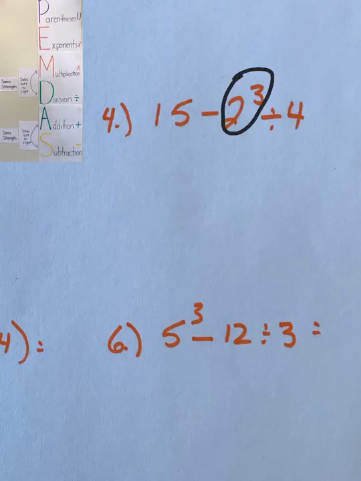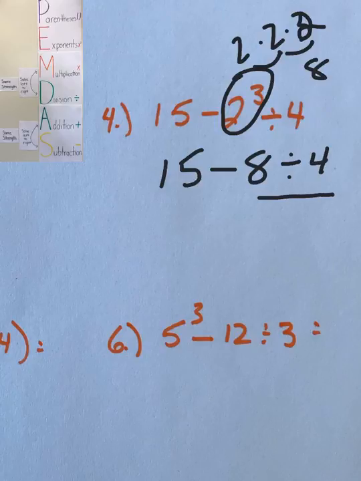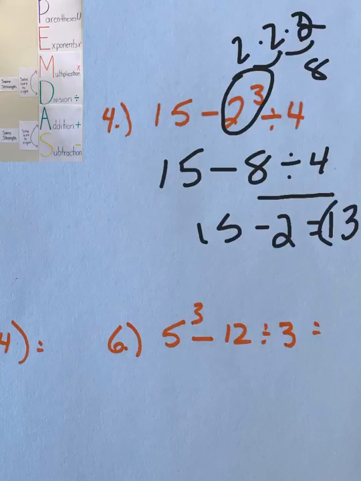For number 4, we're going through parentheses, no exponents. Yes, we have to do that first. So 2 to the third power means 2 times 2 times 2, and 2 times 2 is 4, and 4 times 2 is 8. So I'll rewrite as 15 minus 8 divided by 4. Next step, no more parentheses. Exponents, no more of those. Then multiplication and division from left to right. We have that. 8 divided by 4, we have to do that before we subtract. So we will take 8 divided by 4, which is 2. I rewrite 15 minus 2. That's easy. It's 13, and that's my answer.